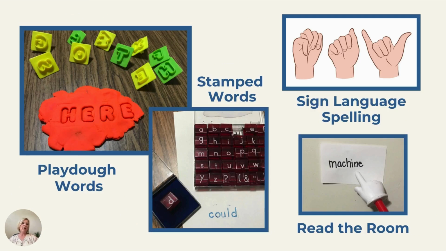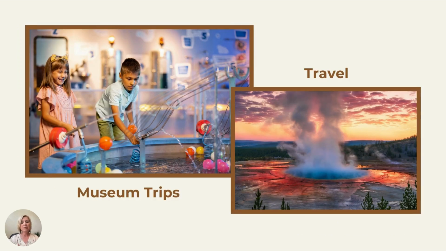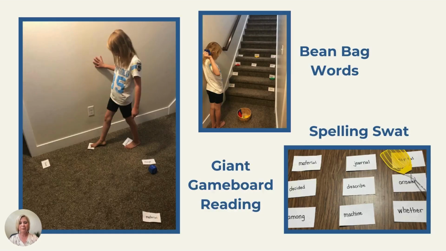Some examples are Play-Doh words with spelling or reading, stamping words, sign language spelling, getting up and moving around, have the children read the room when they're learning sight words or just learning general words and reading. Going on trips, traveling, going to museums are a great way to be moving and taking information in a bodily kinesthetic way. Even just activities where they're reading words, like giant game board reading.